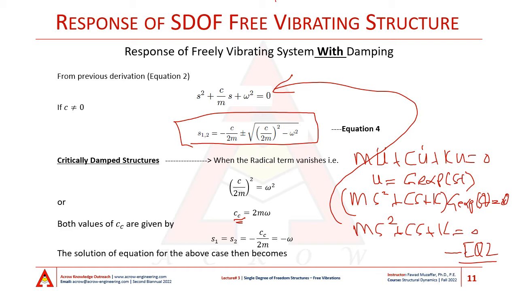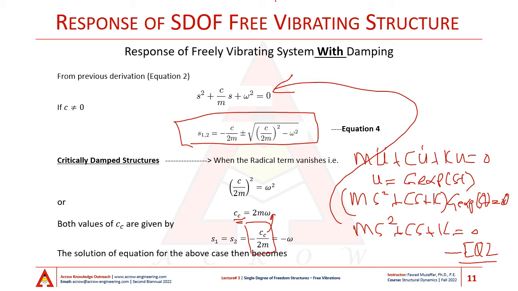Now, for this scenario, our s1 and s2, which are our constants that we wanted to evaluate, are both given by minus cc over 2m. And if we plug in the value of cc, which is 2m omega, we get s1 and s2 equal to minus omega. So for a critically damped system, the two roots of equation 4 both give the same result.